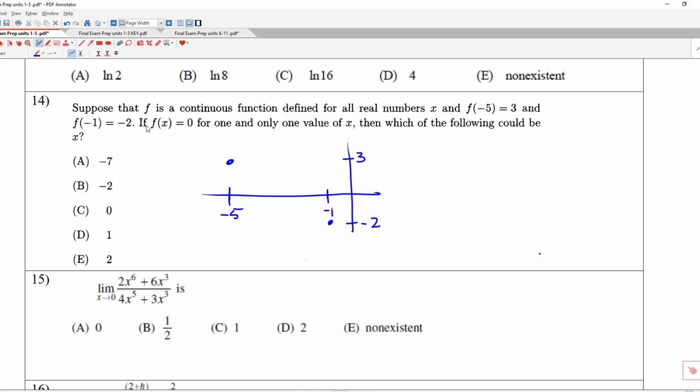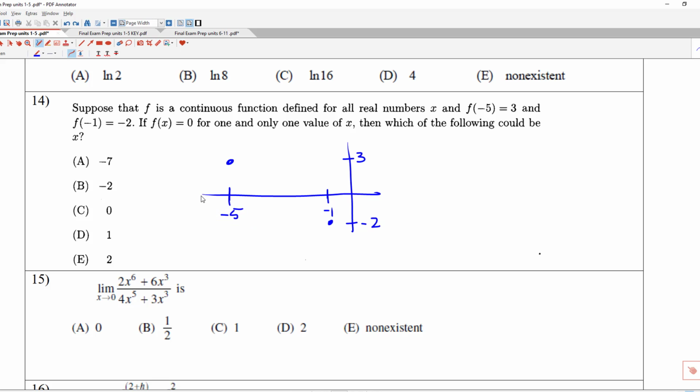And it's telling us, hey, if f of x, if the height is 0, for one and only one value of x, which of the following could that x be? The intermediate value theorem states, if I choose a height that is in between these two heights, which it is, so we can use it, then the x value has to happen at least once between -5 and -1. So which of these numbers are between -5 and -1?